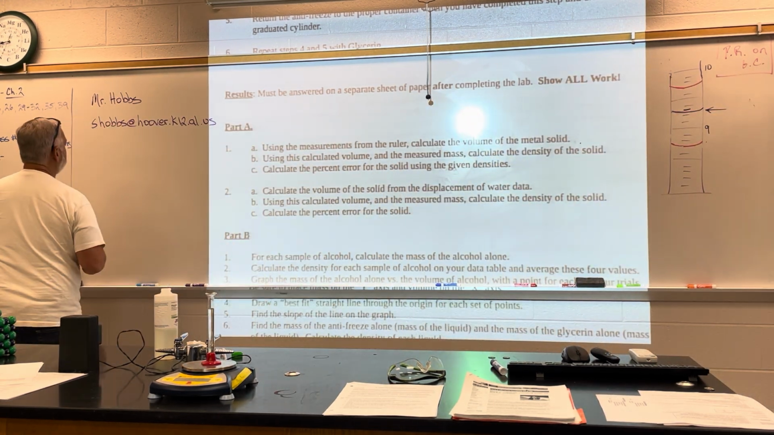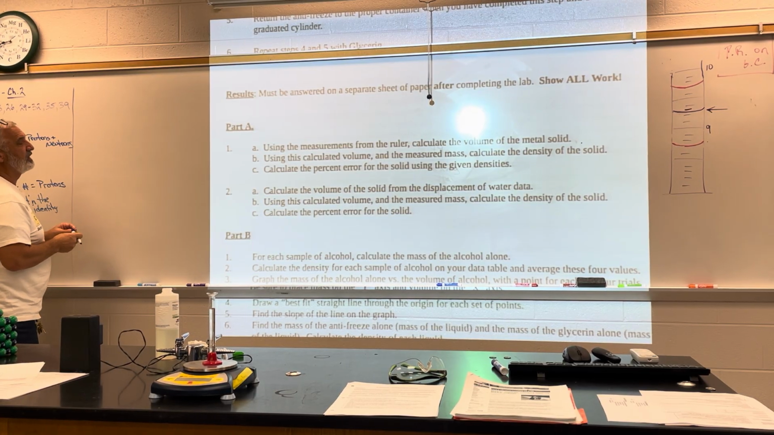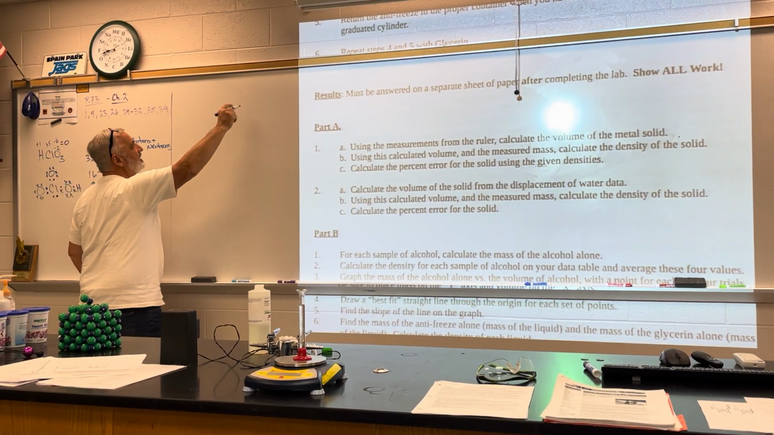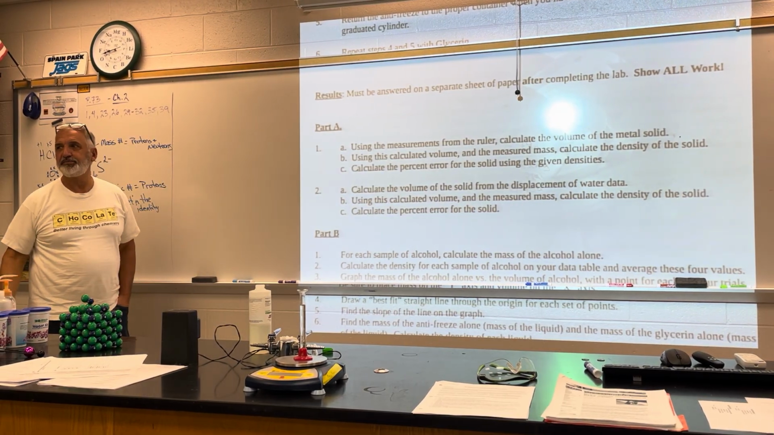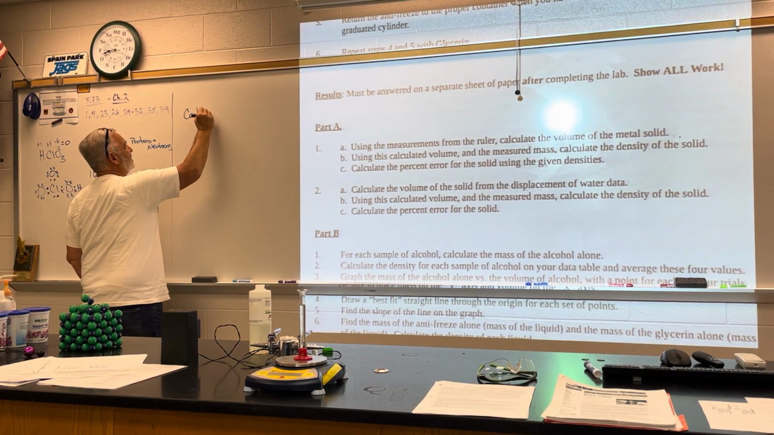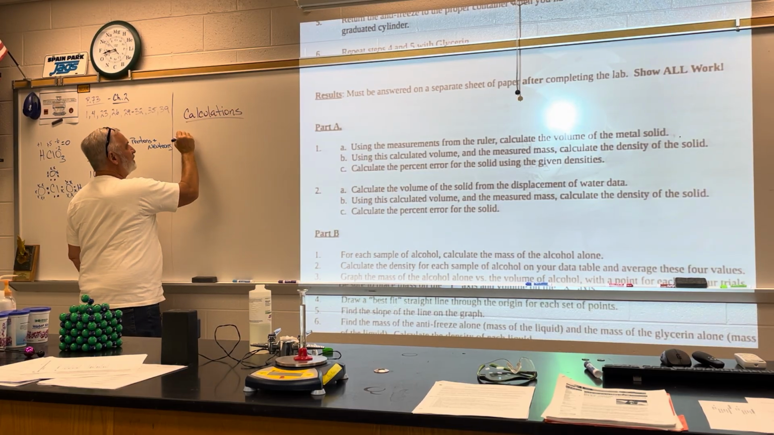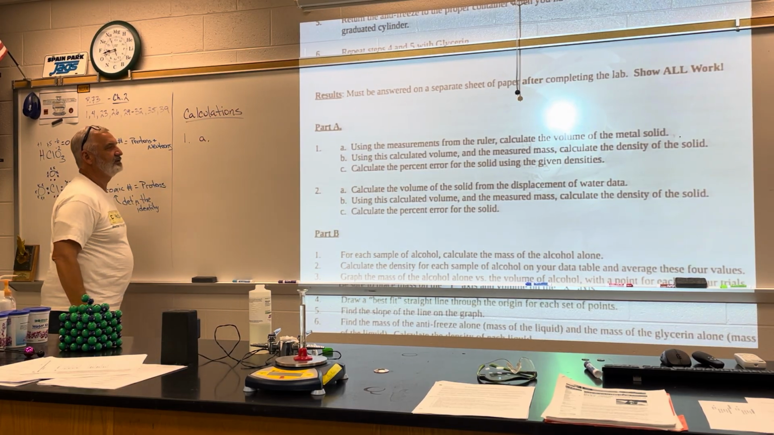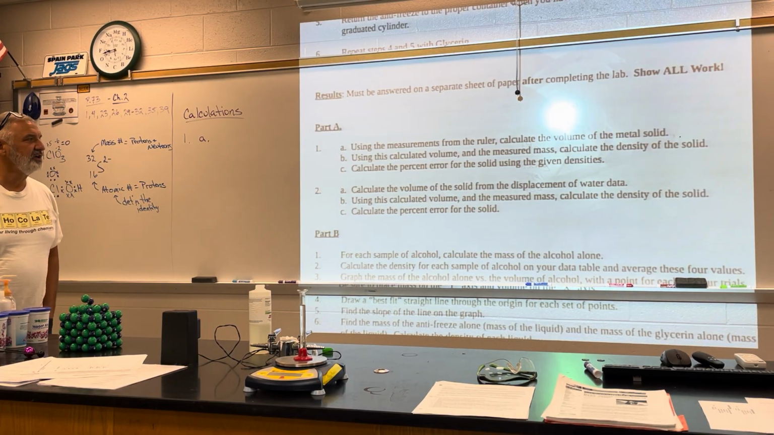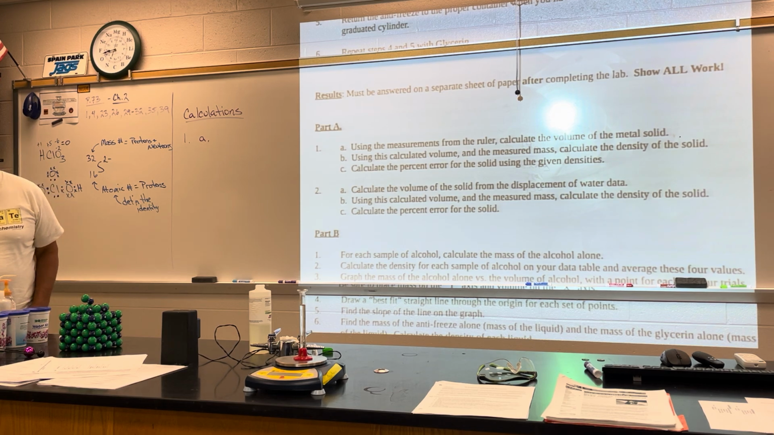So on your separate sheet, obviously, you'll have your name somewhere at the top. You always put your name on, okay? And then you're just going to label this calculations. Okay, so then we're going to go 1A. Using the measurements from the ruler, calculate the volume of the metal solid. So how do we calculate the volume of the metal solid using our ruler measurements?